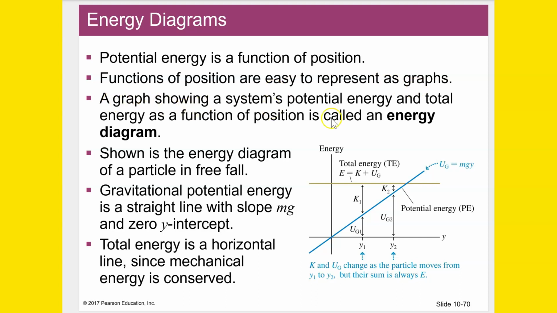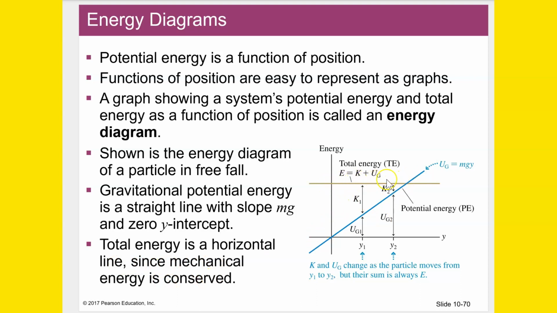A graph showing a system's potential energy and total energy as a function of position is called an energy diagram. Shown is the energy diagram of a particle in free fall. Gravitational potential energy is a straight line with slope mg and 0 y-intercept. The total energy is a horizontal line since mechanical energy is conserved.